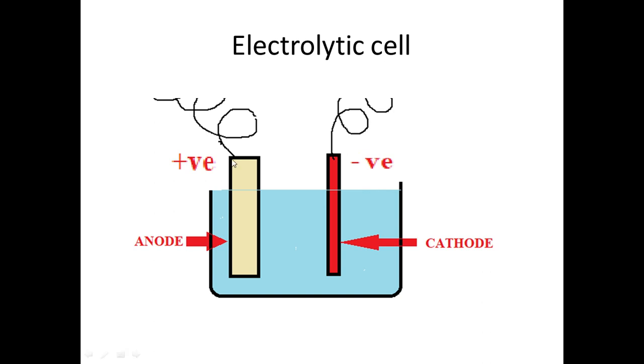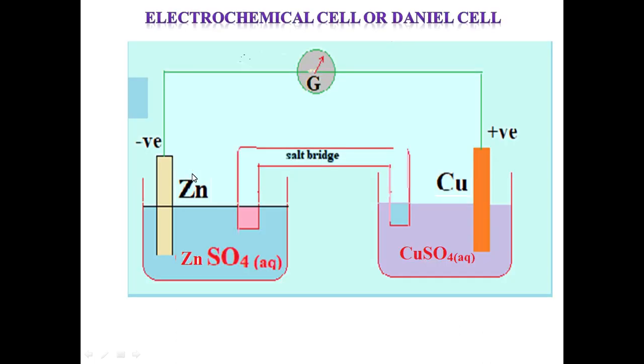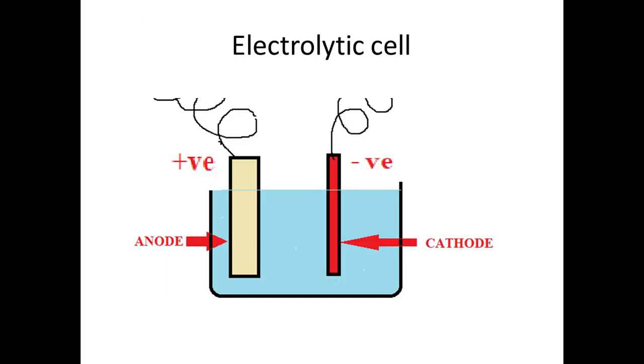The third difference is related to their polarities. You can see here the anode in an electrolytic cell is positive, while in case of an electrochemical cell, the anode has negative polarity. This is your fourth difference. Now, the fifth difference is that these two electrodes may be made up of the same or different elements or materials.